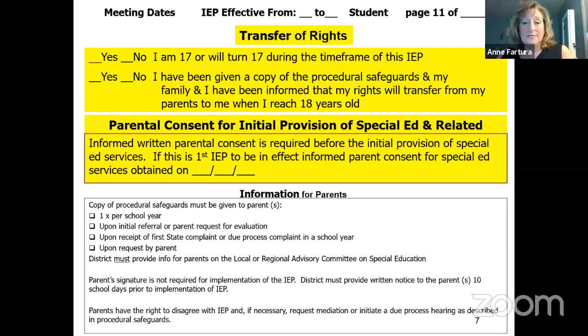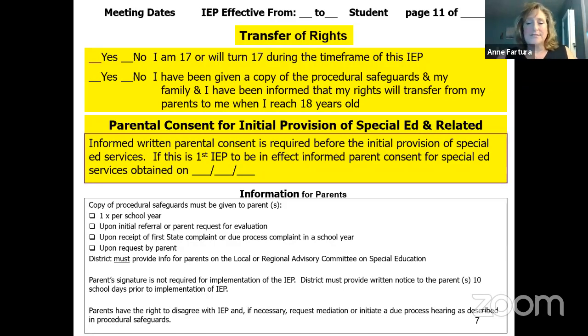If you're 17 or will turn 17 within the time frame of the IEP that you're looking at that point, we need to check yes. At that time, they also need to be shown that they have been given a copy of the procedural safeguards. I mentioned those briefly before. That's that document that basically sums up all of a family's rights and responsibilities as far as the IEP process. So at that point, the student also needs to be given a copy of that if they are going to be reaching 18.